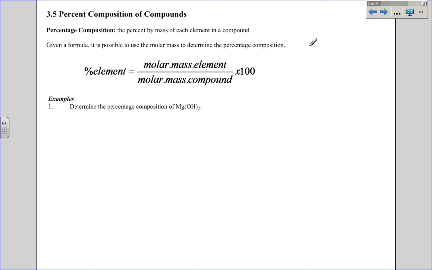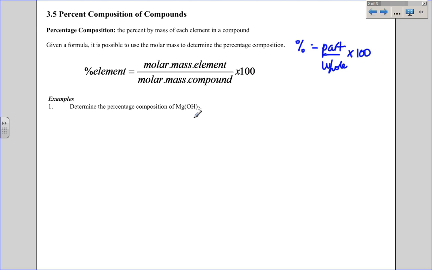As you know from our previous discussions, the percent of something is the part that we are analyzing divided by the whole times 100. So when we want to look at the percent composition of a particular compound, and we want to look at the percent of each element, we're going to look at their individual contributions to the overall mass in order to determine their individual percentages.